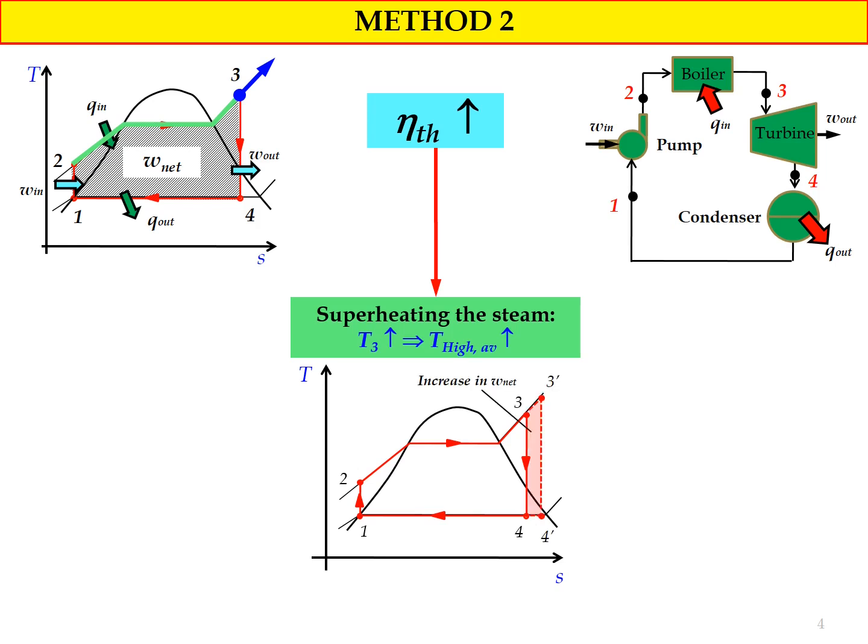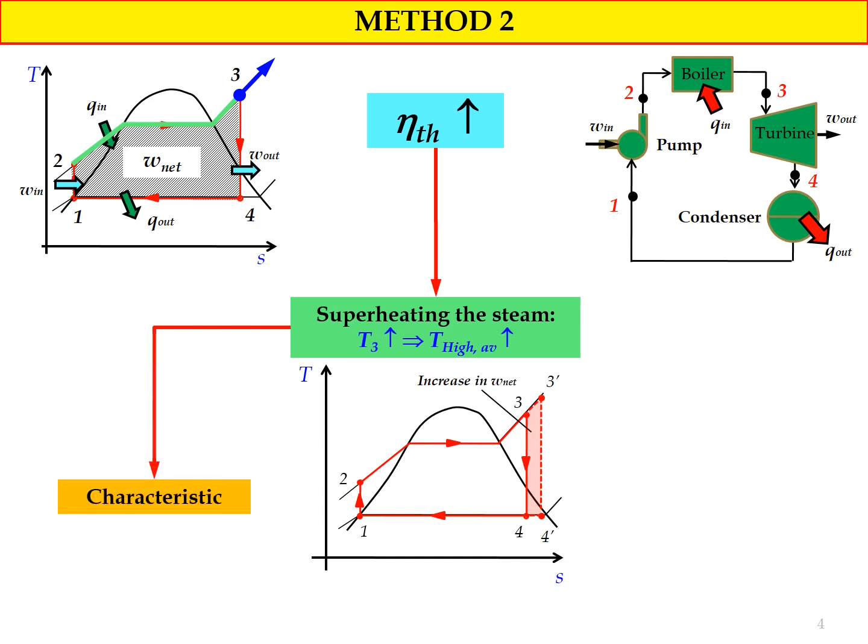Okay, now if we increase the temperature of T3, the increase in W net will be represented by the additional area in red color. This area represents the increase of W net after we increase the temperature of T3. By using this method, T average during the heat addition process will increase. So now we will have a new state for state number 3 and also state number 4, which is represented by state 3 prime and state 4 prime respectively.